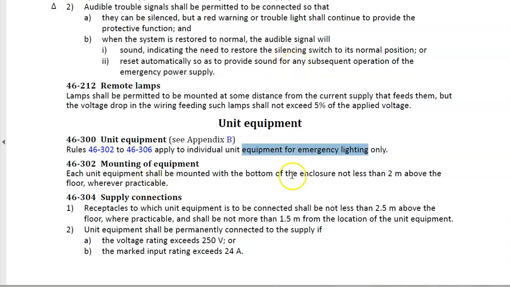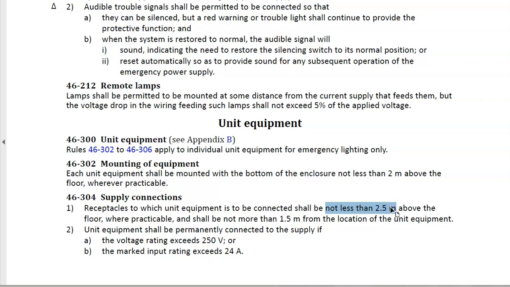Okay, each unit equipment shall be mounted to the bottom of the enclosure, not less than 2 meters. Highlight this section over here. Not less than 2 meters above the floor. That's how low the actual unit equipment has to go and be. Receptacles to which unit equipment is to be connected shall be not less than 2.5 meters. We mount those things high.